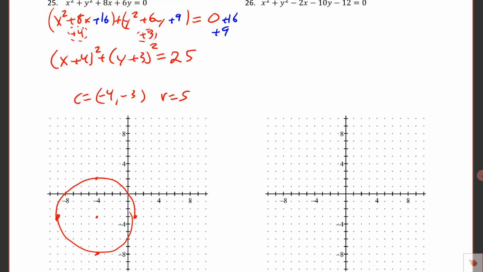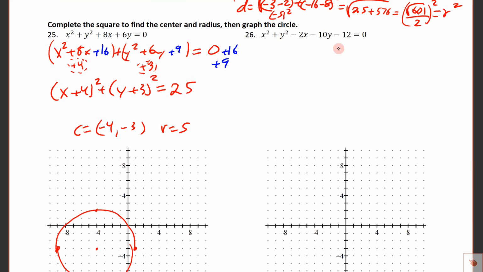Okay, so we'll take a look at this next one here. Again, do the same thing. I'm going to gather the x's together. I'm going to gather the y's together. And then I need to put that 12 on the other side, so that's going to be a positive 12. Again, everything here was in the problem to begin with. Half of this is -1, half of this is -5. So I'm going to put a box around each one of those. And then I'm going to square this, I get a 1. Square this, I get a 25. So I'm adding 25 and I'm adding 1 to both sides.